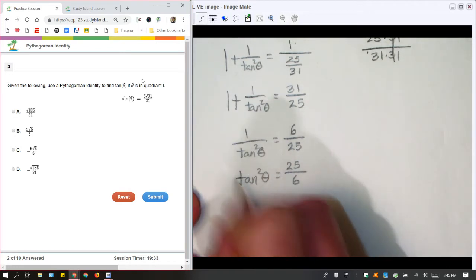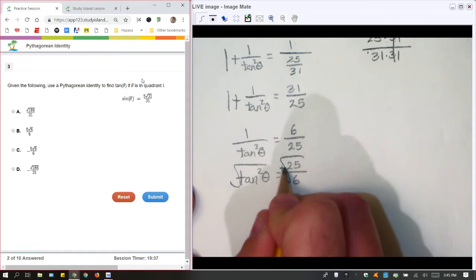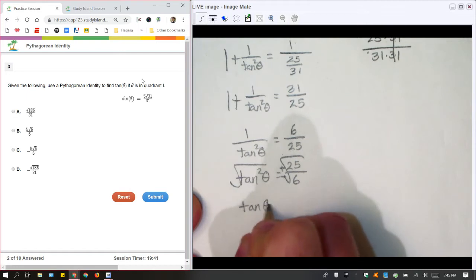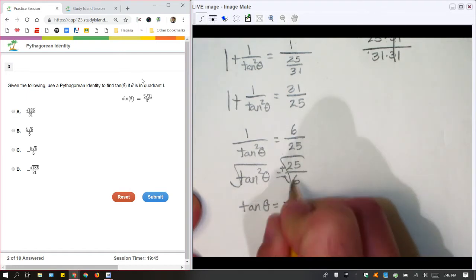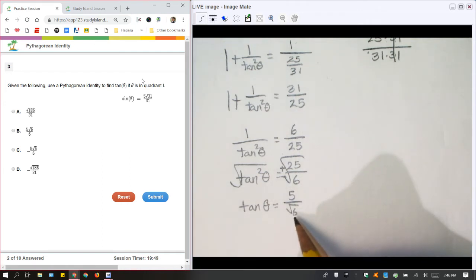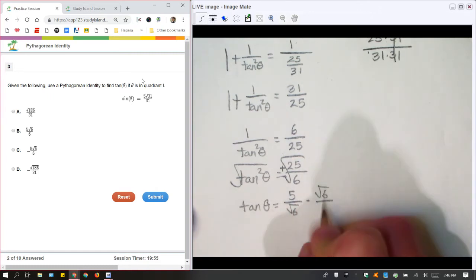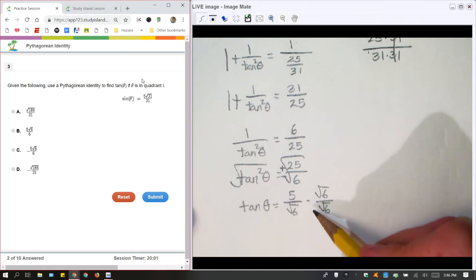And we take the square root of both sides, the square root of tangent theta squared, and the square root of that. It's the positive or negative version. You have the tangent of theta is equal to the square root of 25 is 5, divided by the square root of 6. But again, I'm not allowed to leave a radical in my denominator, so I will multiply both sides of that by the square root of 6. So again, I'm just multiplying this fraction times 1, so I'm not really changing its value. I'm just changing the way it looks.